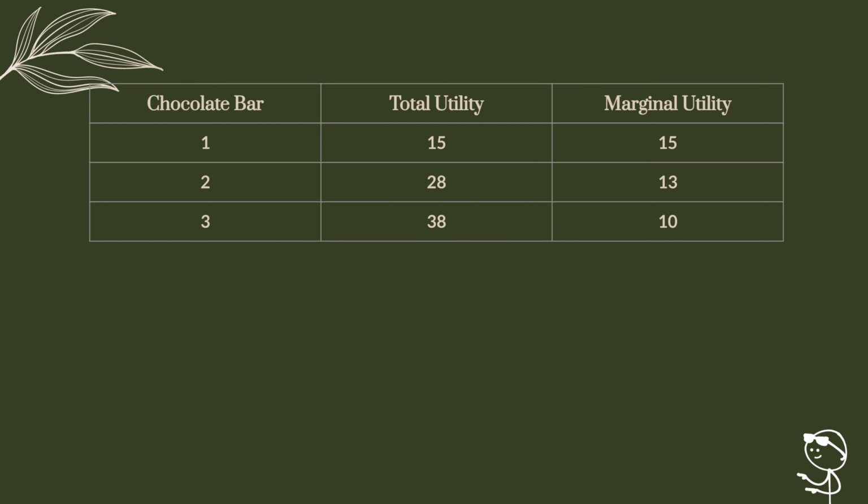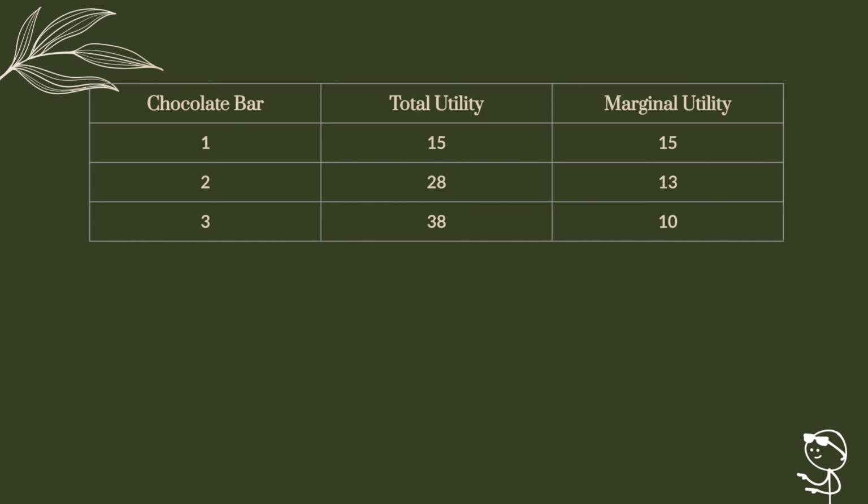Now, how am I calculating marginal utility here? It's pretty simple. You just subtract the total utility after the good consumed before that one from the total utility for one unit of a good. So in this case, I'm subtracting 28, which was the total utility after the second bar, from 38, which was the total utility after the third bar, and that gives me 10. If you know the marginal utility and you're trying to calculate total utility, you would simply add the marginal utility of each unit as you go.